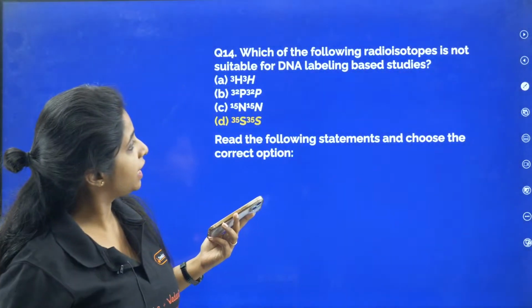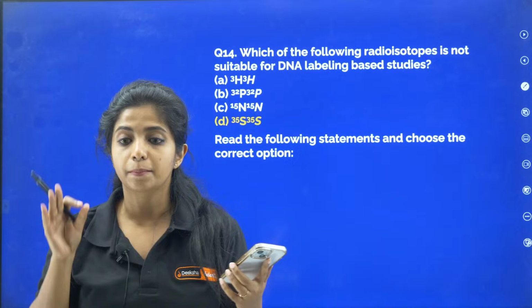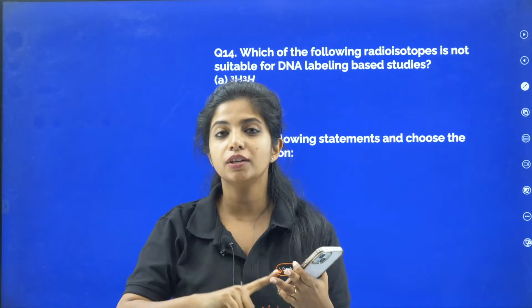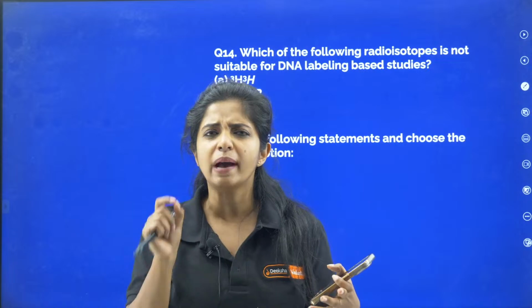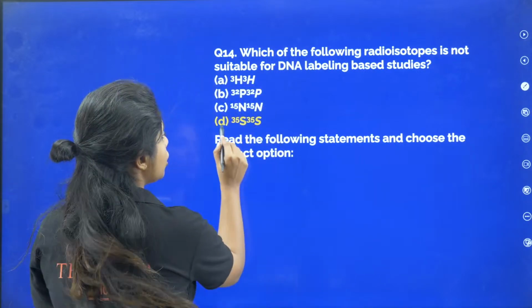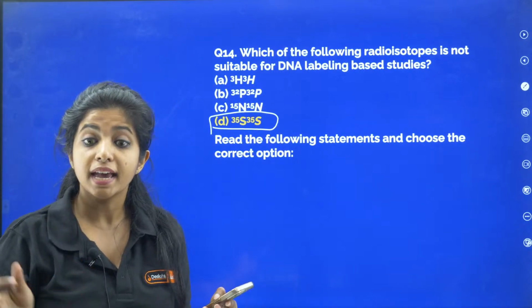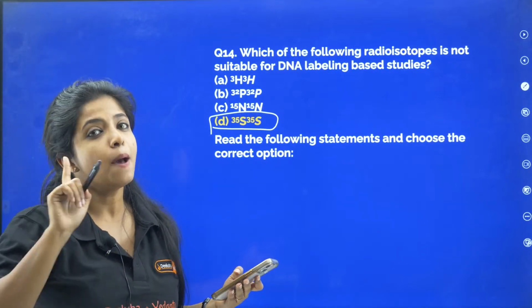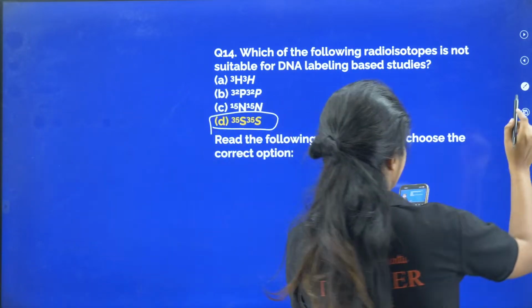Which of the following radioisotopes is not suitable for DNA labeling? My dear children, in DNA, what all do you find? You have phosphate, you have nitrogen, you have hydrogen, everything. Do you have sulfur in phosphate? No. So if in the options you have sulfur, that means it is the wrong one. In the case of proteins, you have it. For radio labeling proteins, you need sulfur, but not in the case of DNA, so sulfur would be out.